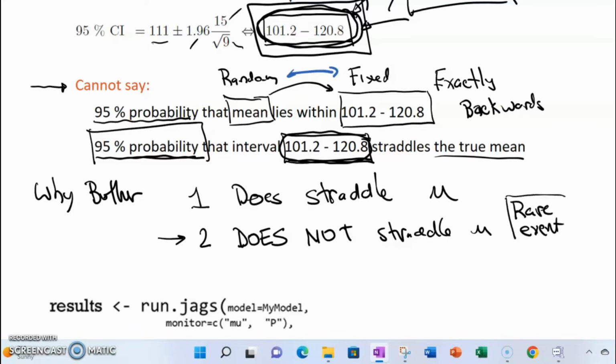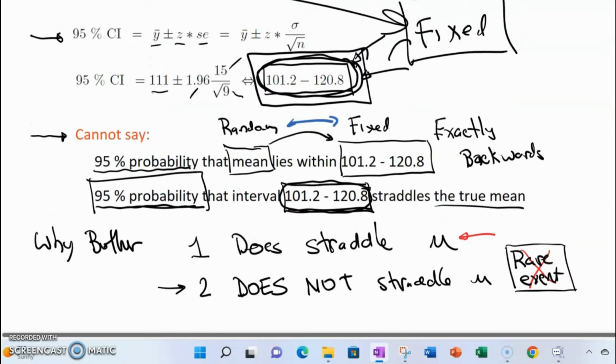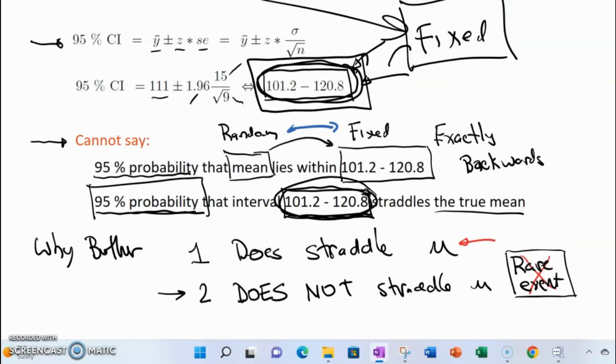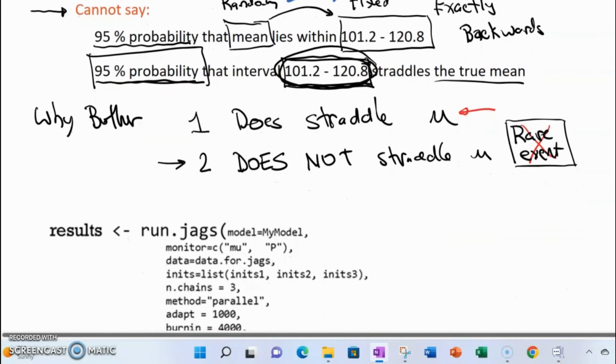An event that in the long run would occur only 5% of the time. And so what we're going to decide is that, hey, I don't believe in rare events. I'm going to take a guess that this is what's really happened. And it's not really a wild guess because we know that we've gone through a process. We arrived at this interval by a process that would give us intervals that in fact did straddle the true mean 95% of the time. So that's the confidence interval.